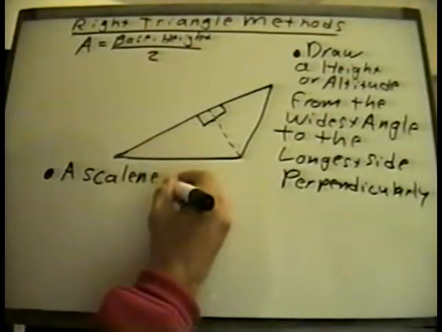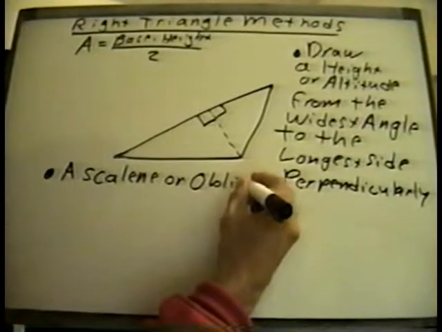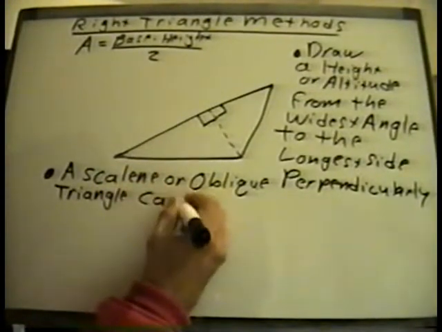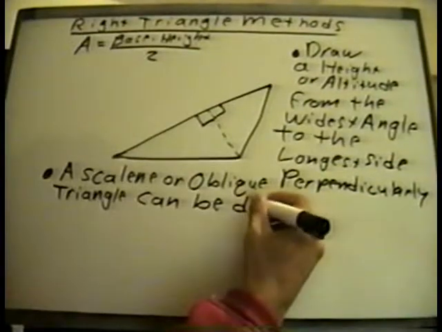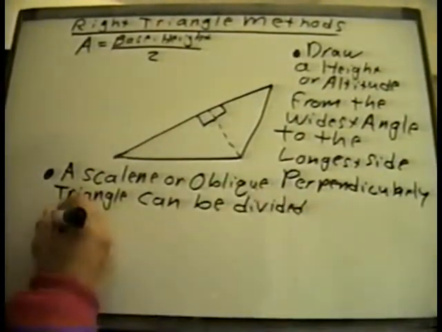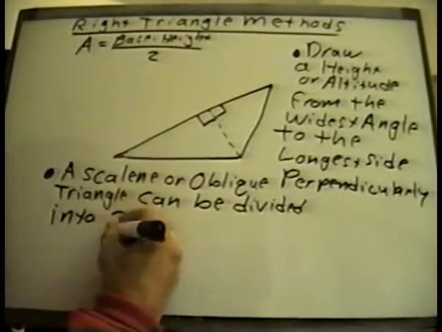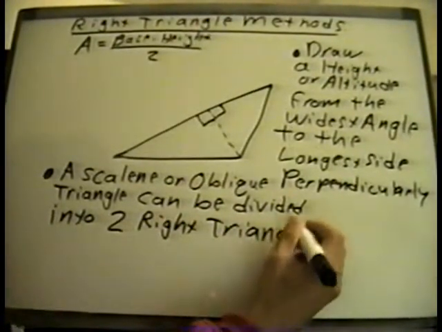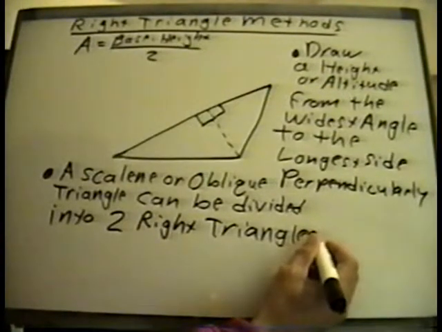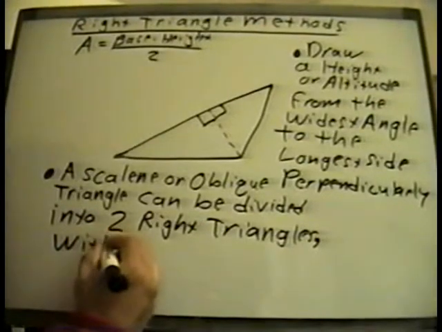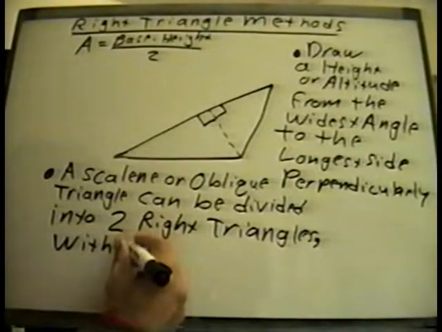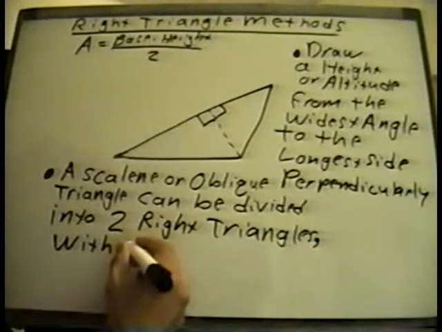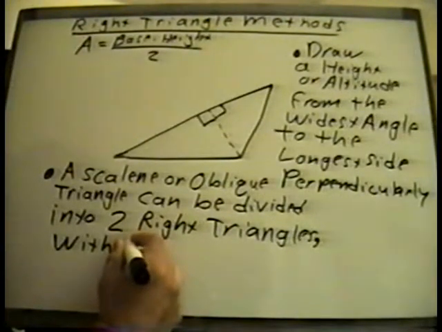Okay, so this lets you know that a scalene or oblique triangle can be divided into two right triangles with different areas. And now remember, these are unequal because it's a scalene triangle.